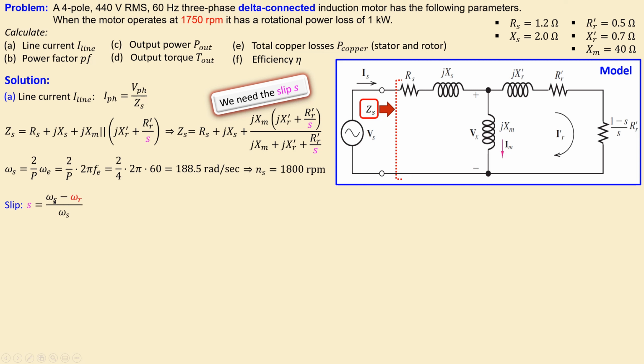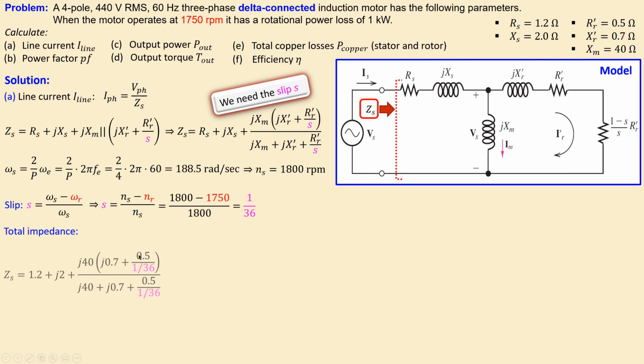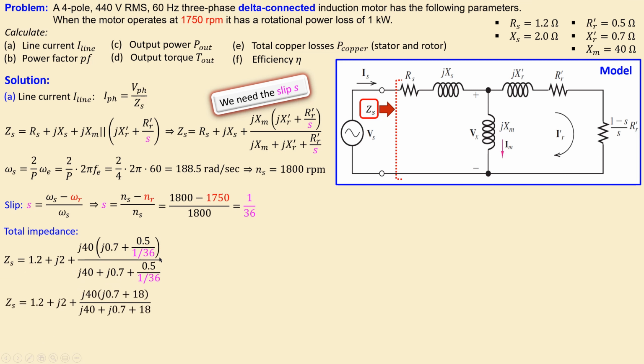Alright, so we can now move on to the slip. The slip is related to the synchronous speed and the rotor speed. We have these two values, so we can substitute the values we have. Of course, we can also do that in RPM values. Then we have the following result, 1 over 36. Now we have the necessary information to calculate our total impedance. We substitute the given values in this exercise, and we have this situation, simplifying this part, which is then just 18, and then simplifying further. If you take another step, you will have this straightforward expression.